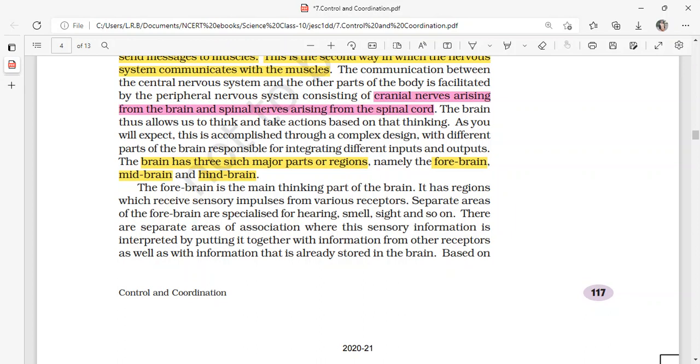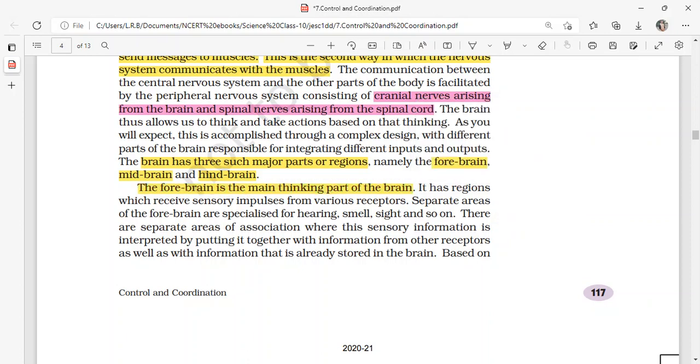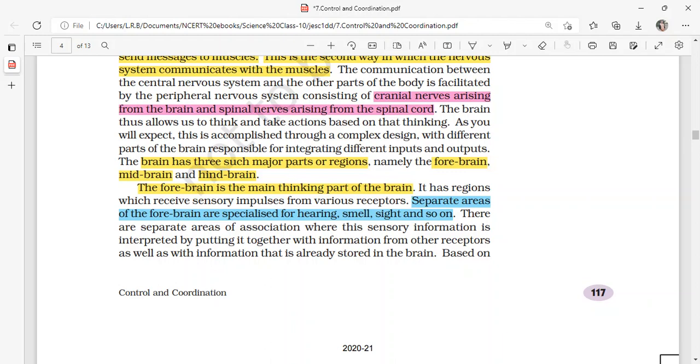The forebrain is the main thinking part of the brain, very important. So which is the main thinking part of the brain? The forebrain. It has regions which receive sensory impulses from various receptors. Separate areas of the forebrain are specialized for hearing, smell, sight, and so on. So in this forebrain itself, there are several regions where various activities like hearing, smell, and seeing are associated.